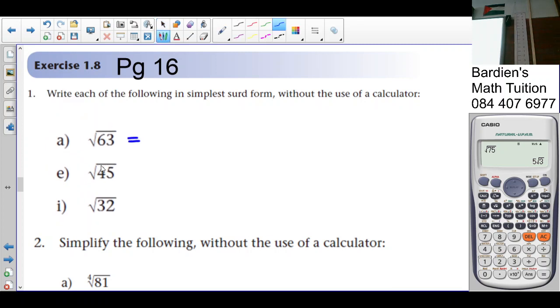Okay, so for 63, what's the biggest perfect square that goes into 63 without a remainder? So that's going to be 9. So it's 9 times 7. That can be written as the square root of 9 times the square root of 7, which is 3 root 7. You all okay with that?